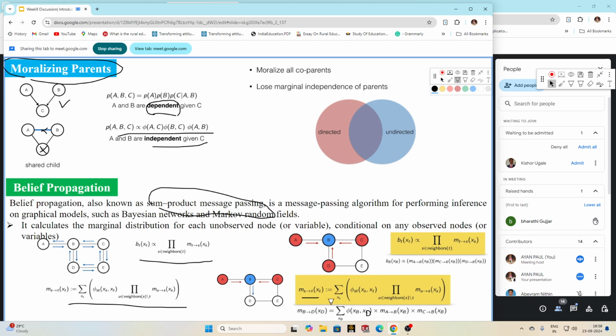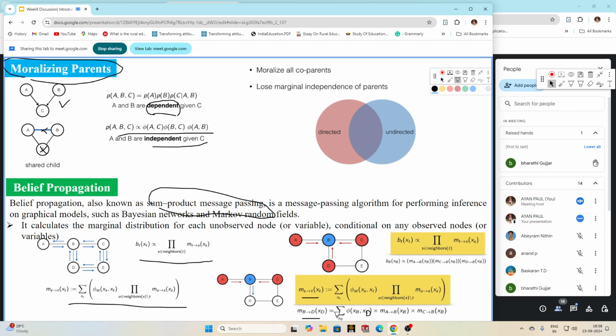For that we will write this equation, that is message from sender to receiver. S is the sender and T is the receiver. We are talking about the message passing from B to D. How will we write it? We will write it by sigma over xs, that means sigma of the sender. B is the sender, so sigma of B. Then we will write the potential function of the clique of the sender and the receiver, that is phi of xb xd.